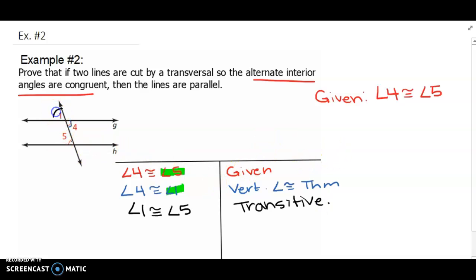Now, if angle 1 and angle 5 are congruent, guys, can't we use the corresponding angles converse to show that G is parallel to H? Because the corresponding angles converse tells us that if we know corresponding angles are congruent, and angle 1 and 5 are corresponding angles, and we've shown right here that they're congruent, then that means the two lines have to be parallel. So that's our proof.